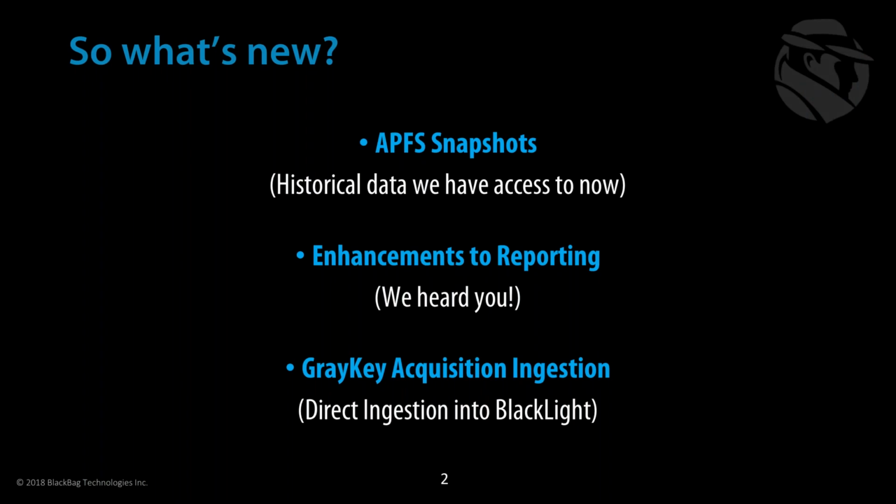So what's new in BlackLight? With 2018 R3, we added APFS snapshots. As we saw with volume shadow copies, APFS snapshots can provide us with a tremendous amount of additional information that we had no access to before.